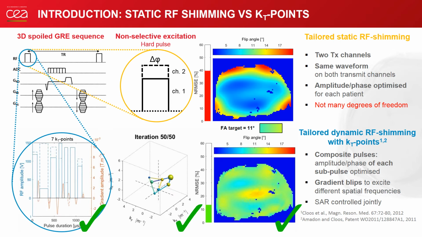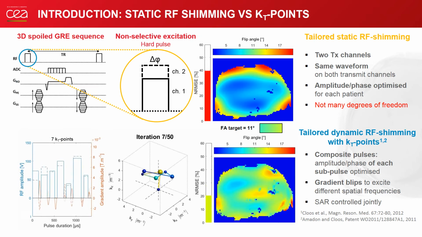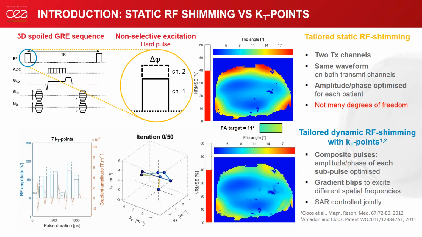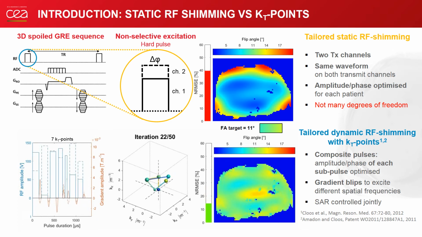Let's have a few more looks at the optimization process so you can see the pulse shape evolving and the transmit K-space trajectory changing in order to obtain a homogeneous flip angle distribution.